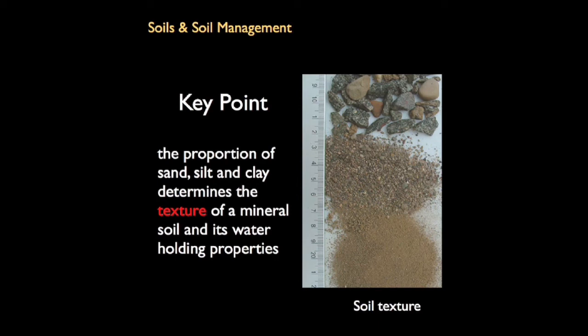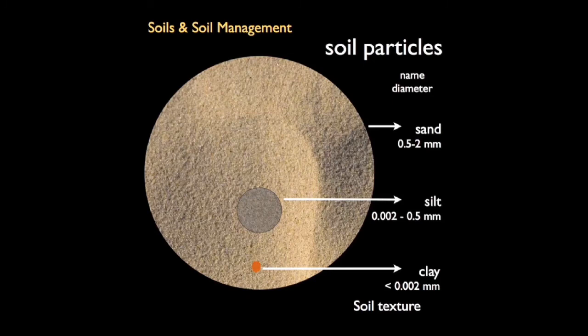For convenience, mineral particles are classified as gravel, sand, silt, or clay according to their relative diameters. Particles larger than 2 millimeters in diameter, the gravel and stone mentioned before, are considered coarse fragments and are not included in soil texture classifications, although these larger fragments can be important in specific localities.